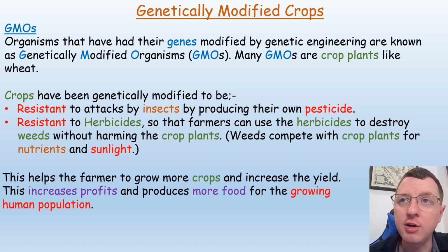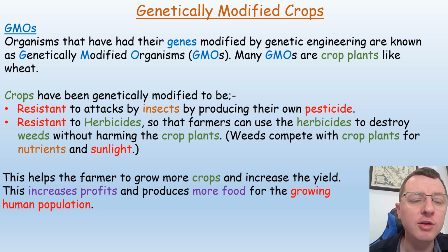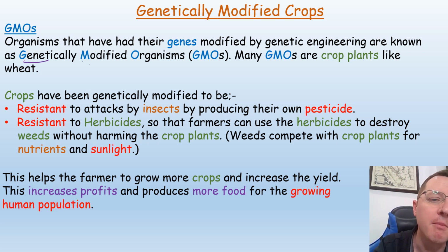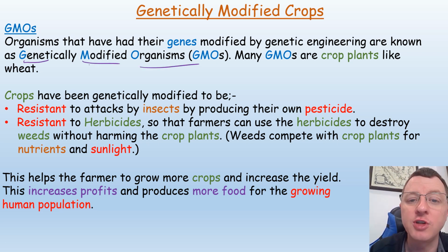In this video we'll be looking at the uses of genetically engineered organisms. In my previous video on this topic we referred to transgenic or recombinant organisms that contain DNA from two different species. These can also be referred to as a GMO. Organisms that have had their genes modified by genetic engineering are known as genetically modified organisms, or GMOs.